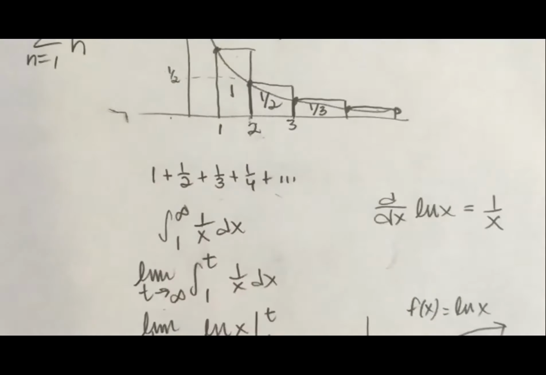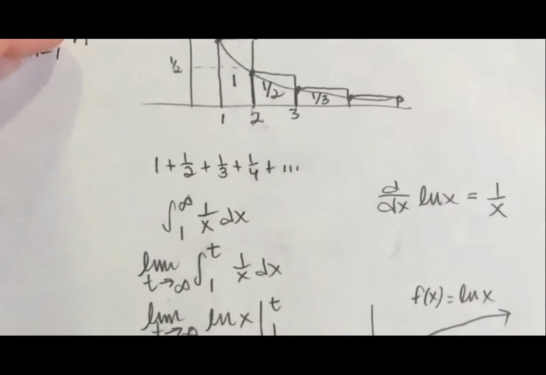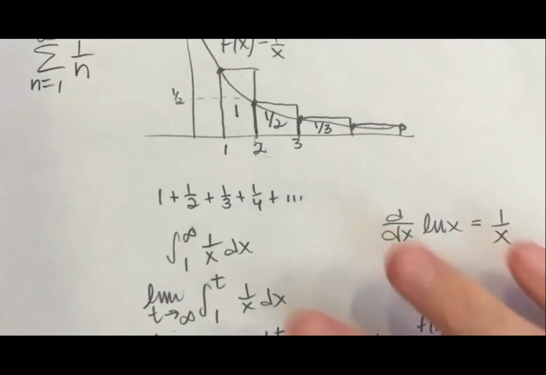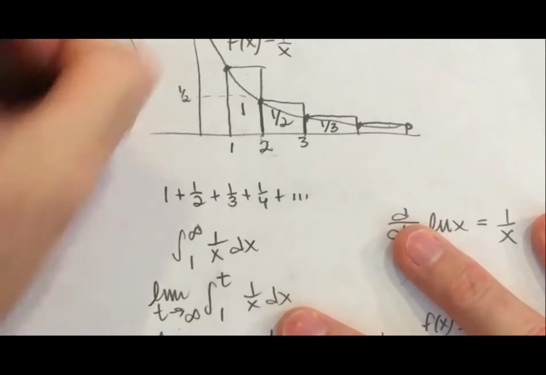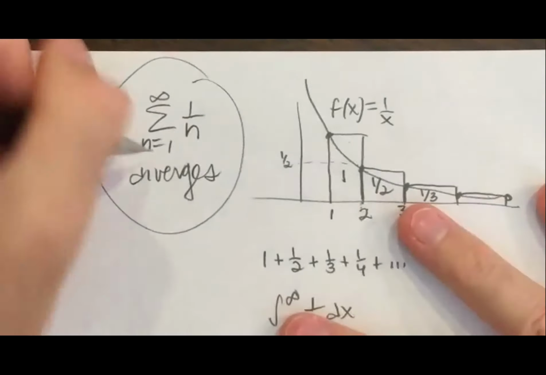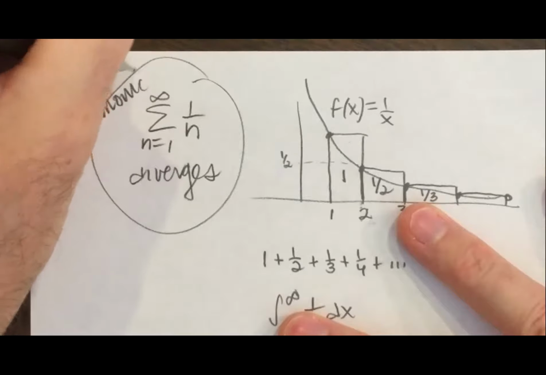Infinite. It's got to be infinite because the area of all the rectangles is more than the area under the curve. And the area of the curve is getting bigger and bigger and bigger without bound. So that means the area of the rectangles has to be getting bigger and bigger and bigger without bound. So what did we prove? The harmonic series diverges. This is a name, right? We call it harmonic series.